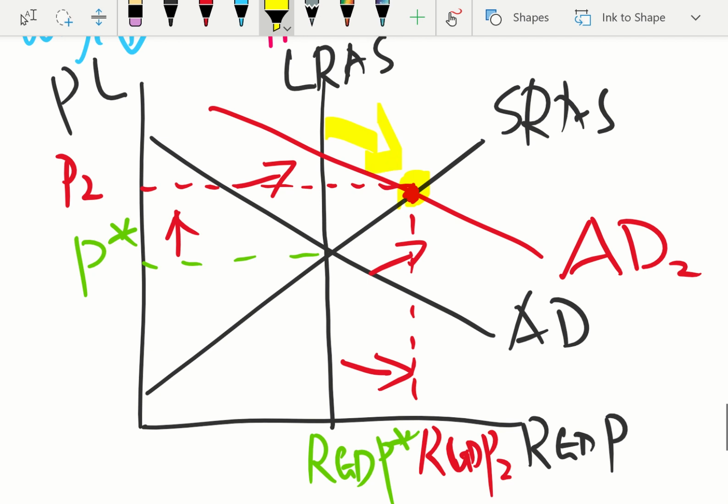Now, you see how this point is actually away from our long run aggregate supply curve. If you're away from the long run aggregate supply curve, you will go back to it because that's not a stable solution for the economy. That's not a long run solution.